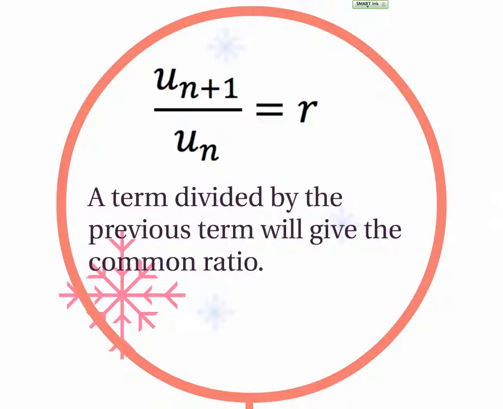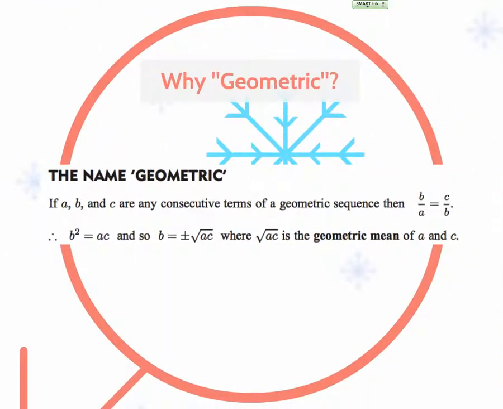So just a little background information about why we call it the geometric sequence. I don't know if you guys remember this from geometry, but there is a geometric mean. So if A, B, and C are any consecutive terms of a geometric sequence, so we've got a list, we've got A, B, and C, we can actually equate those common ratios just like we did with the arithmetic sequence, where B divided by A is a common ratio, and C divided by B is a common ratio, so we can set them equal to each other.